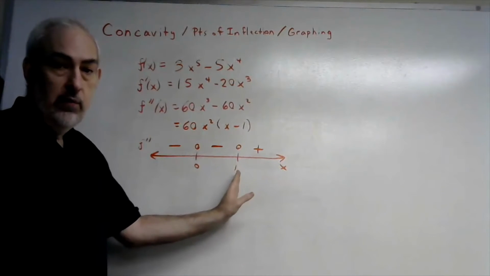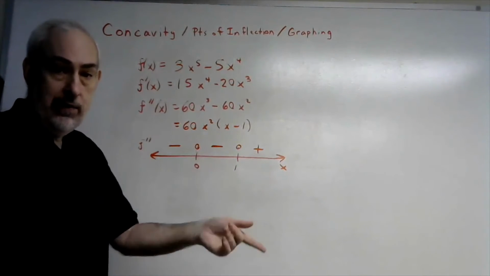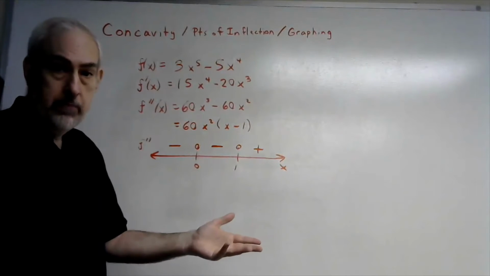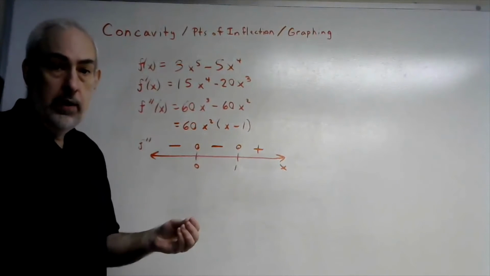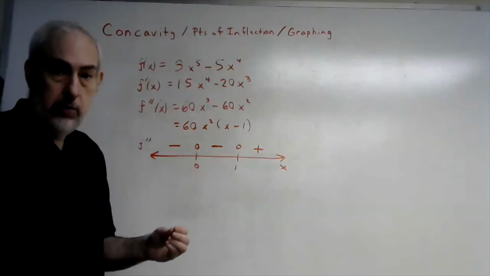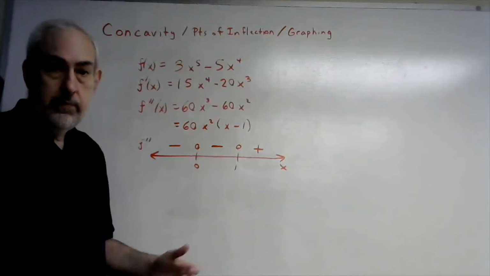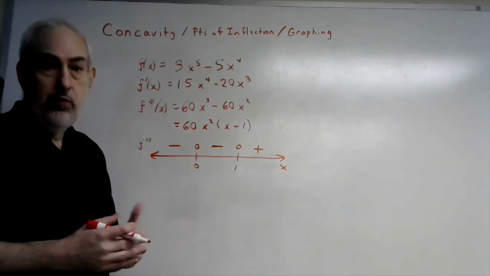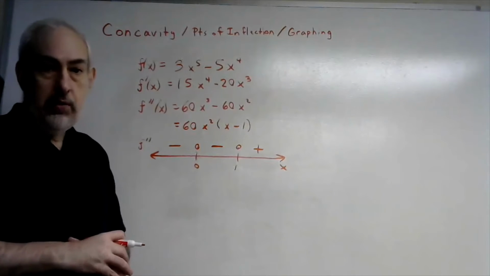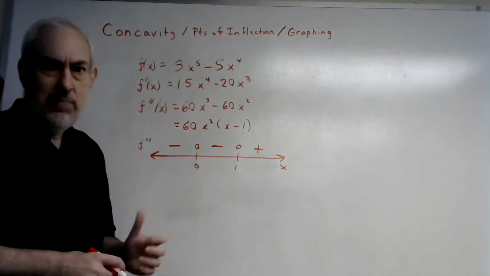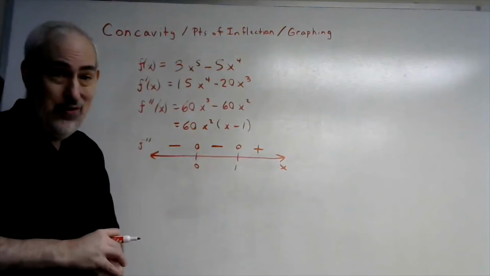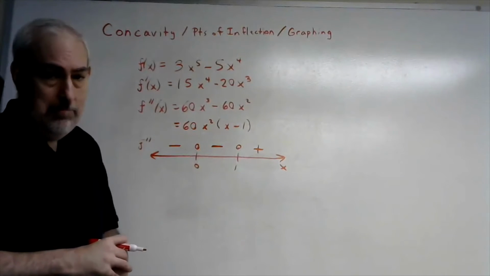So only at x equals 1 is the concavity changing sign, or switching. So x equals 1 is the only point of inflection. X equals 0 is nothing. It's just a place where the second derivative is temporarily 0. You might not even be able to identify what that means on the graph, really. Okay.